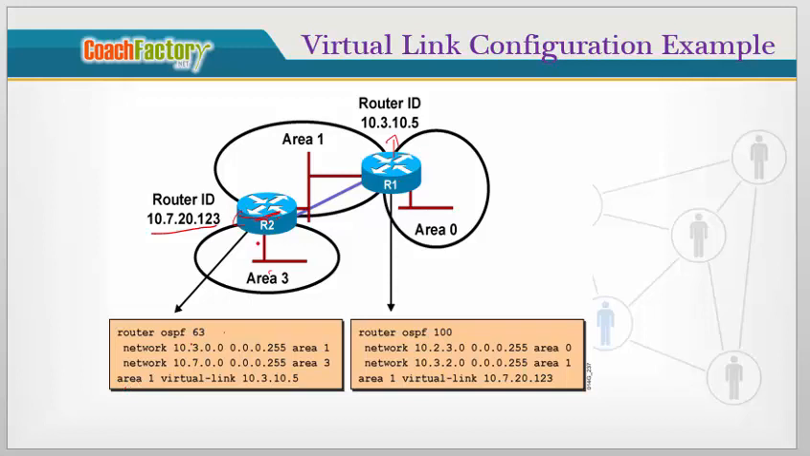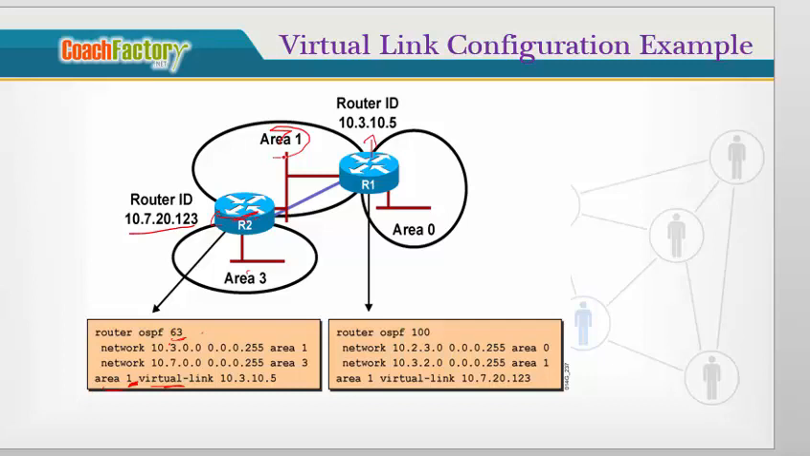What is the command? We need to go to router 2. Under the router OSPF process, whatever OSPF process you use, you need to give the area 1 virtual-link command. In this case, we have area 1. If we have some other area in between, for example area 16, then we need to give the area 16 virtual-link command. It depends on which area we have between area 3 and area 0, and whatever that area number is, we use it.